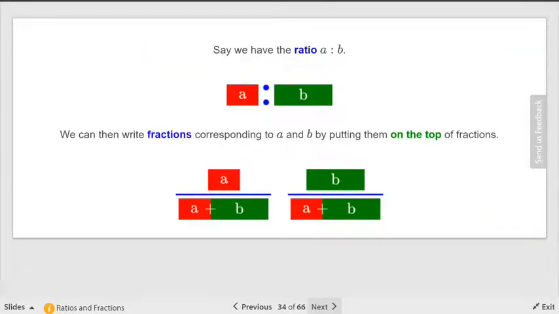Okay? So say we have the ratio of A to B. We can write fractions corresponding to A and B by putting them on top of the fractions. So the first one represents the ratio using A. The second one represents the ratio using B. Notice it makes two different fractions, right? But what's the same about them? The bottom number, the denominators, are going to be the same. Okay?